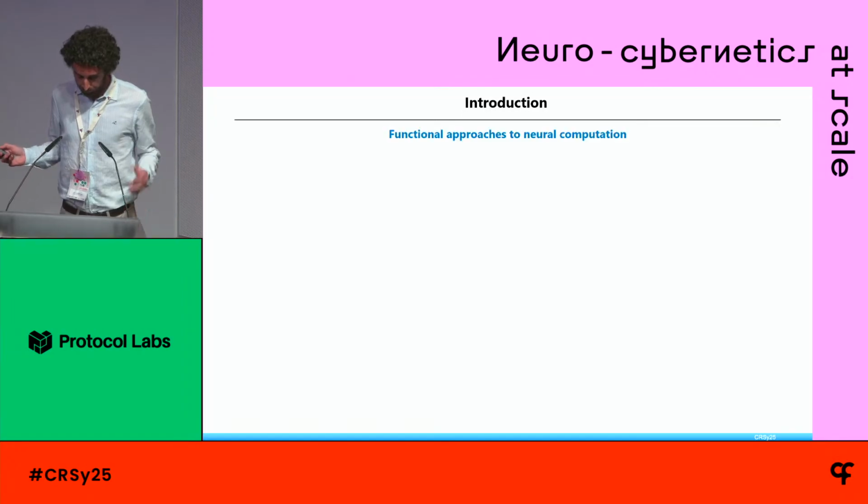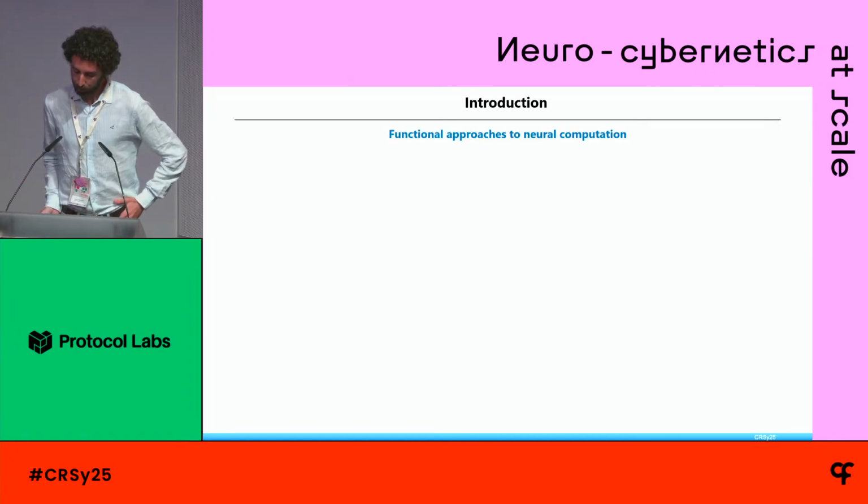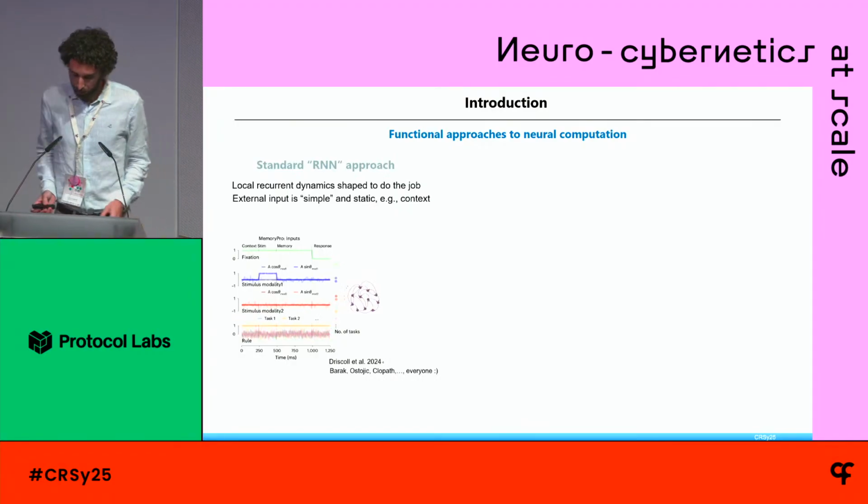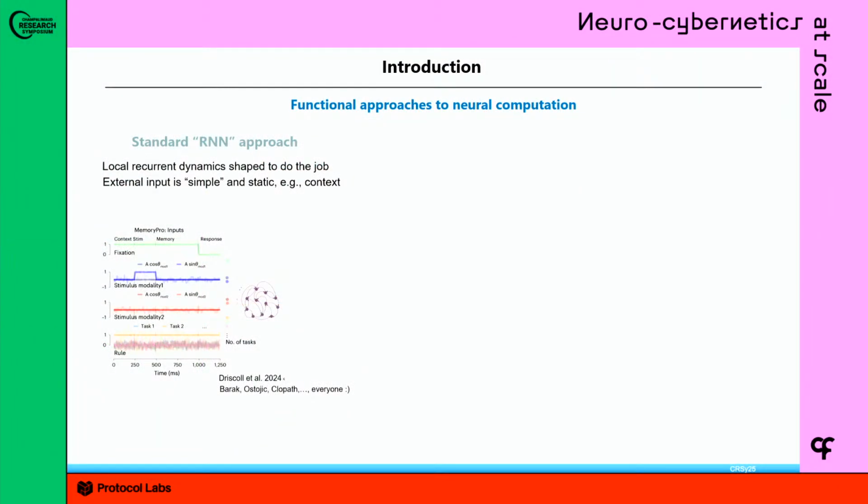All right, so in the study of functional approaches to neural computation, there are 2 alternative views. The first one is the one we call the standard RNN approach, in which the weights of an RNN are trained to perform a particular task. And here, the external input is usually simple and static, mainly there to provide context. So this is the most popular approach.